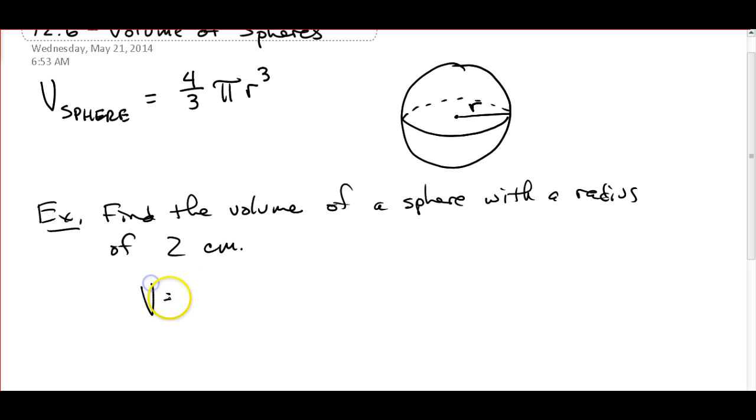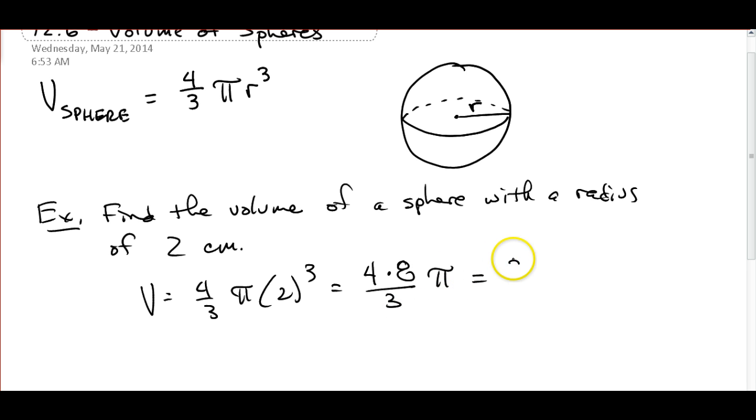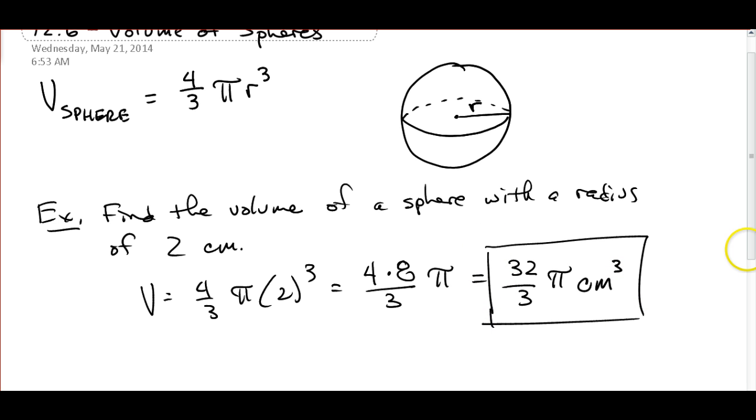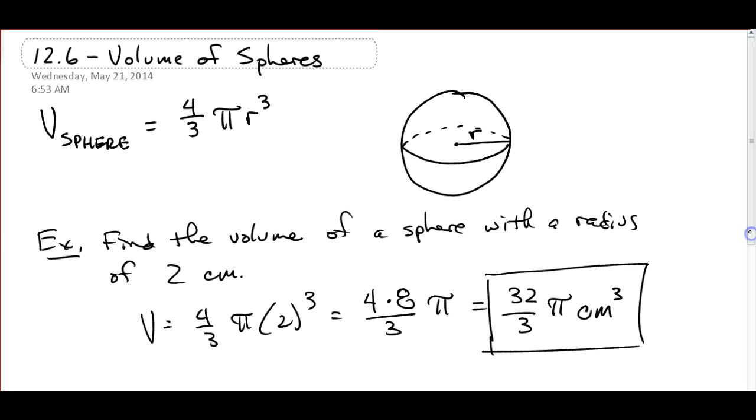The volume is going to be 4/3 pi times 2 cubed. So that's going to be 4 times 2 cubed is 8 divided by 3 times pi. So we end up with 32/3 pi. And again, if units are included in the problem, make sure you include them in your answer, centimeters cubed.